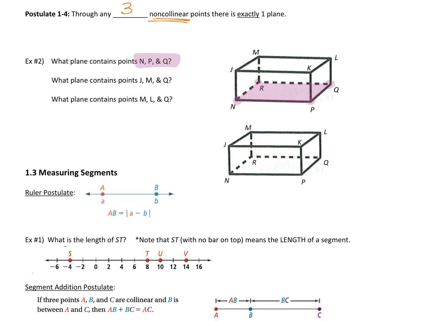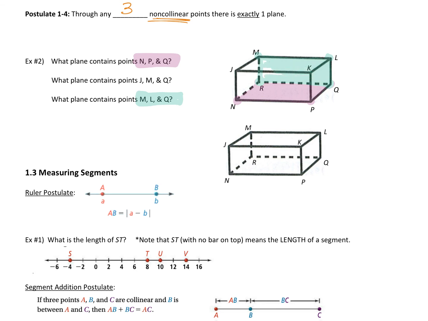Okay, now I'm gonna jump down here to the 3rd one because I'm gonna put it on that same thing. What plane contains M, L, and Q? The back, right? You have M, you have L, you have Q. You could lump R with it again. If you just connect all those and shade it in, that would be your back face.